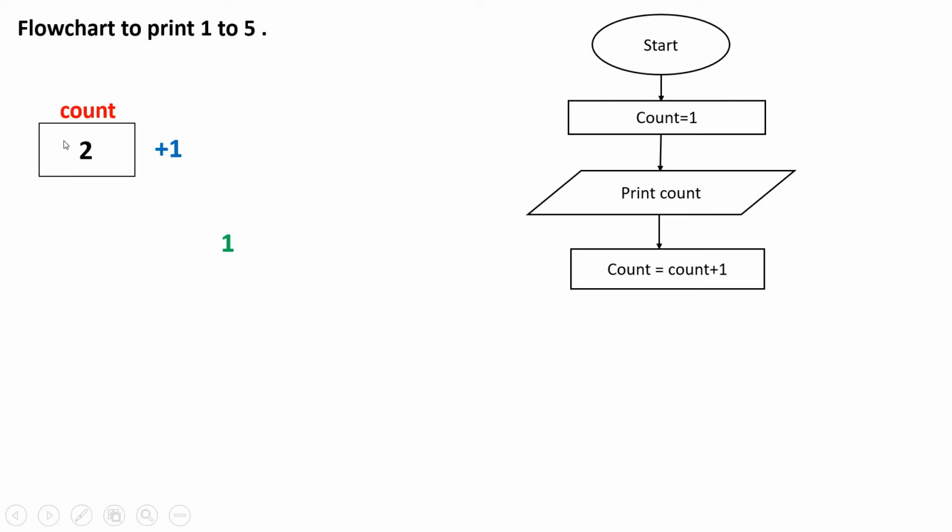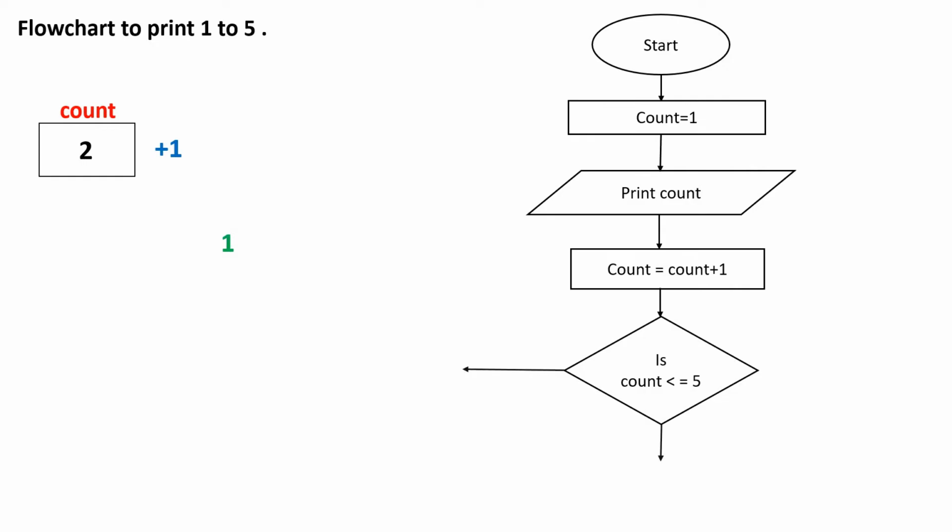Can I print this 2? No, because I have to check whether this number is greater than 5, because I have to print from 1 to 5. So I will check whether this count is smaller than or equal to 5. I will use the decision symbol for checking. So that is count less than or equal to 5. If it is smaller than or equal to 5, I will print it.